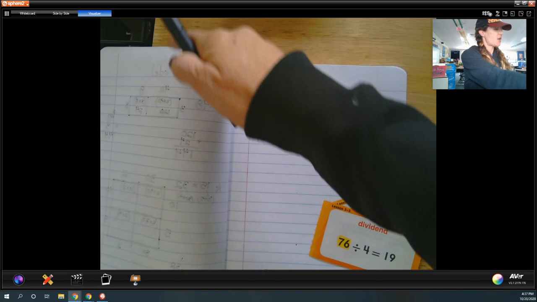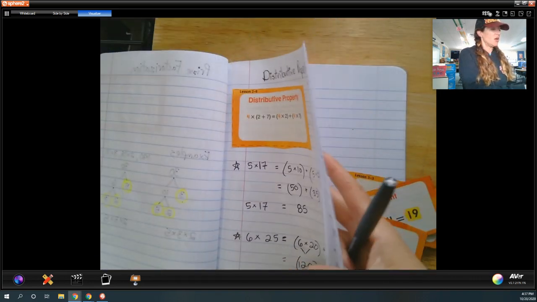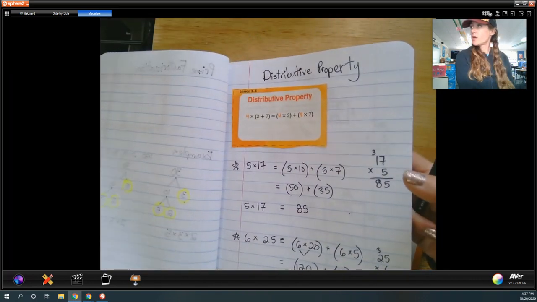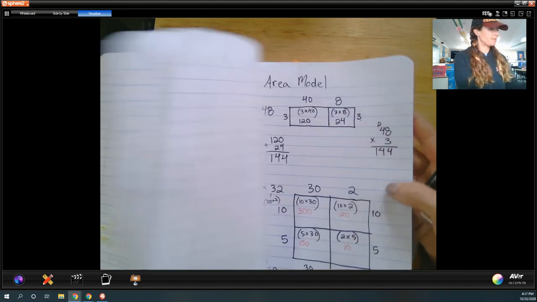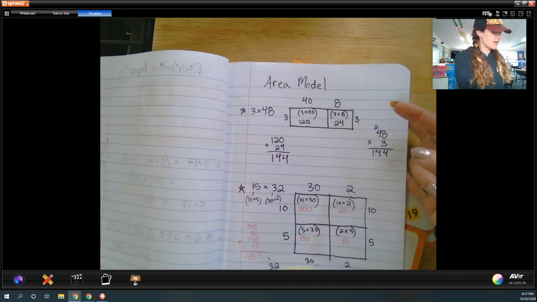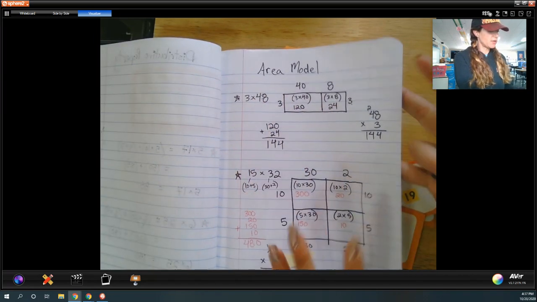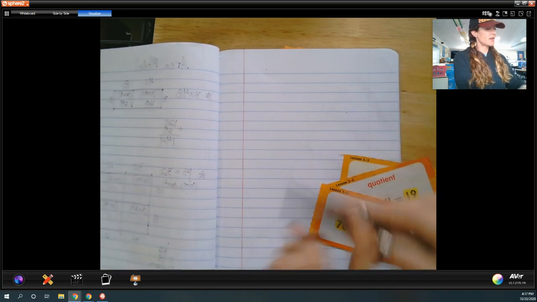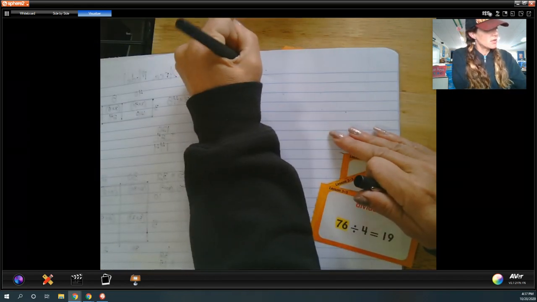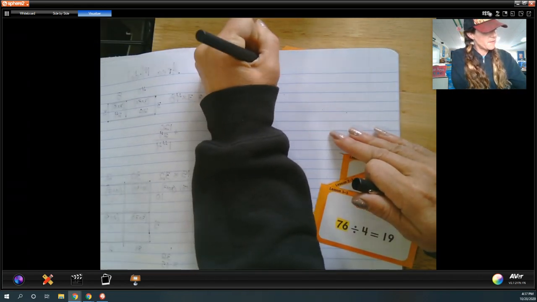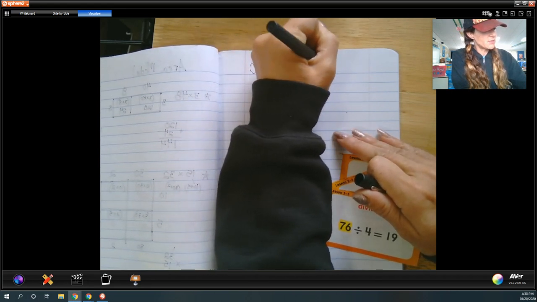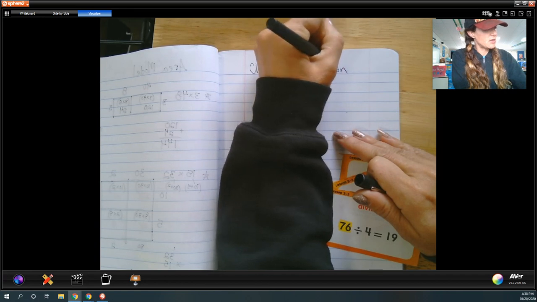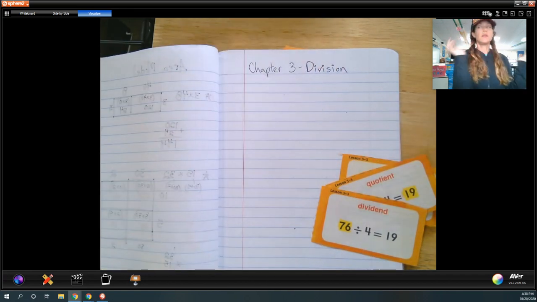Okay, so our last notes, let's make sure we're in the right spot. If you haven't finished your chapter 2 multiplication notes, probably finish those before you start chapter 3. We had area model as our last page, showing partial products. So now we're going to go to the next page and write chapter 3, division. Once again, sorry for being left-handed. You have to be a little more patient to see what I've written.